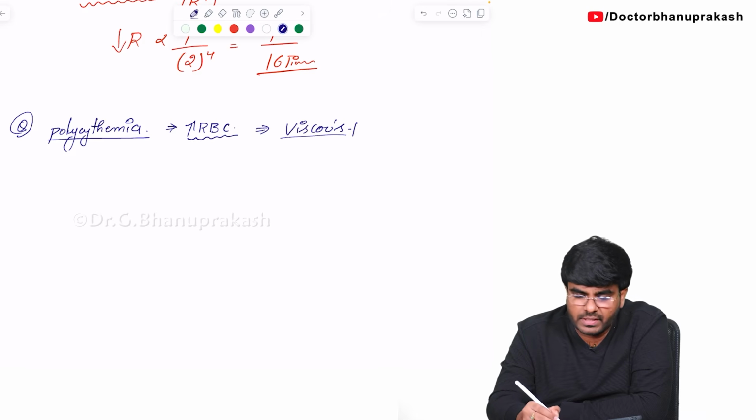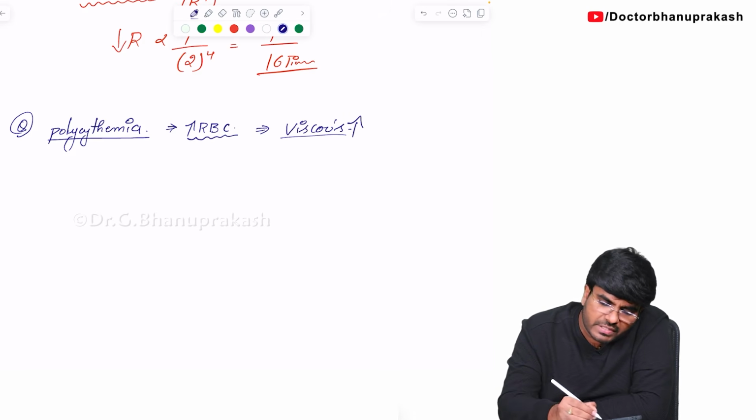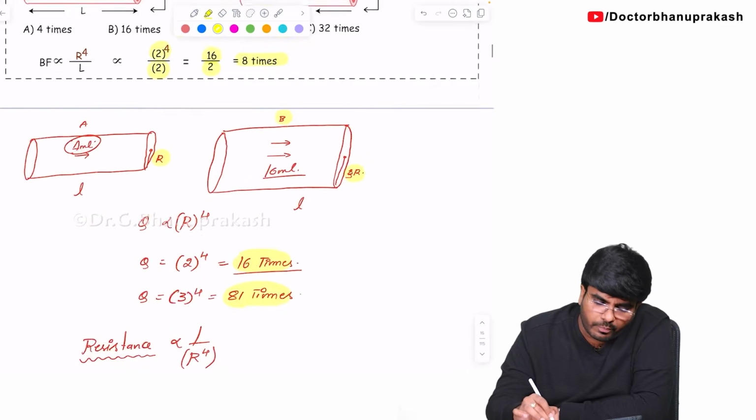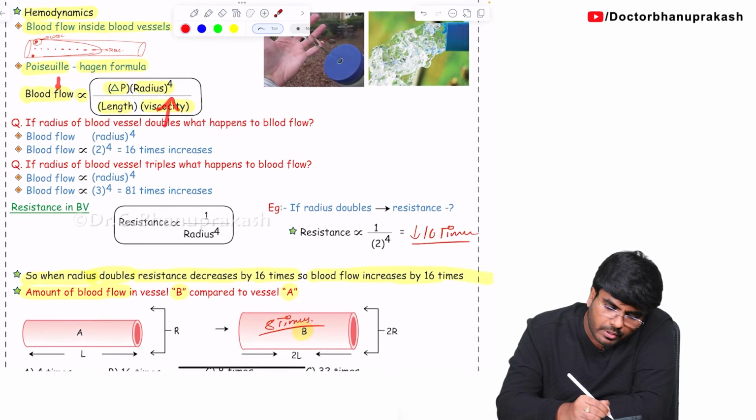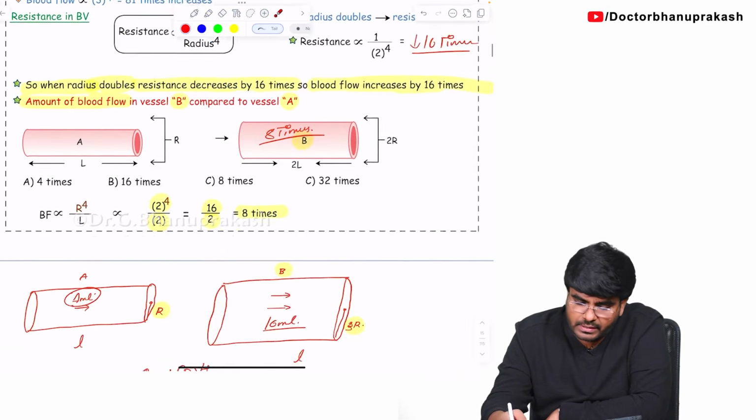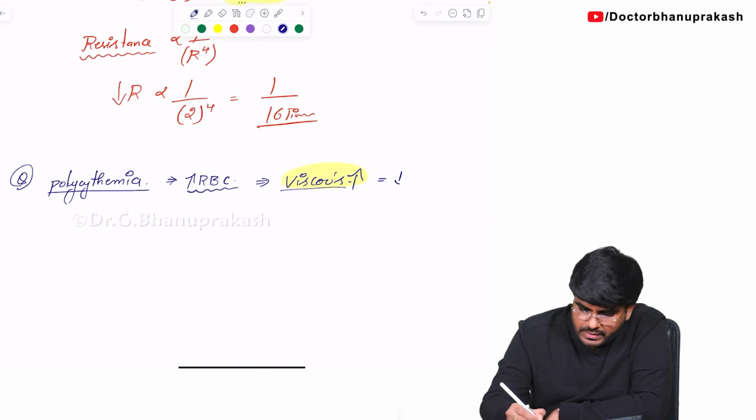So now you tell me, whenever there is more viscous blood, do you think the blood can go easily? No. So whenever the viscosity increases, according to our Poiseuille-Hagen formula, what will happen to the blood flow? The blood flow is going to decrease. So viscosity increases means blood flow will decrease.